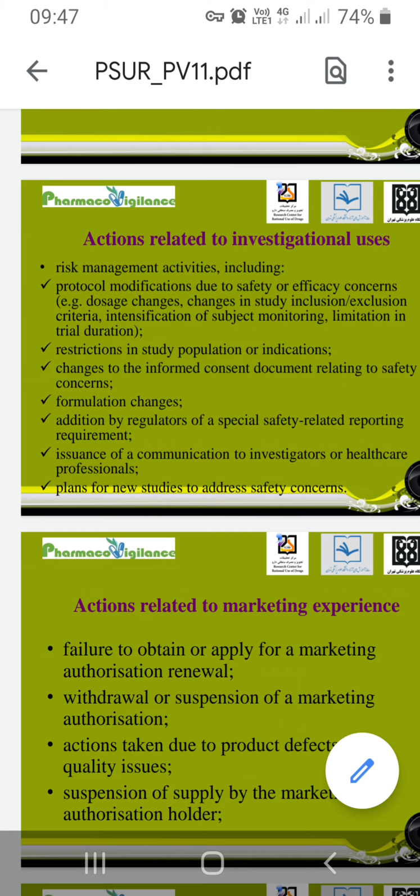Action related to investigational use for risk can be related to risk management activities, including protocol modification due to safety or efficacy concerns. For example, modification in dosage can be due to the safety or efficacy concerns, dosage change in study inclusion, change in study exclusion criteria, intensification of subject monitoring.